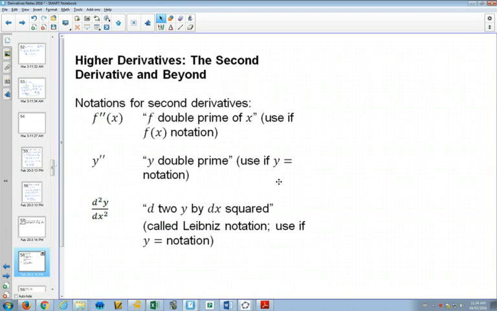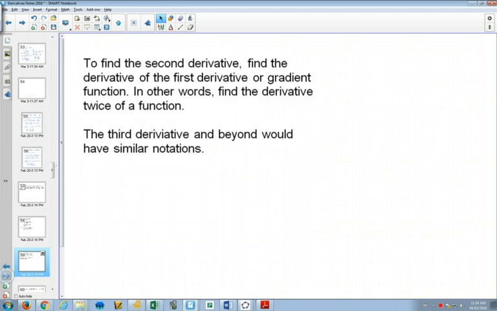We just have to get used to some new notation and some new ideas, but the actual process and working through it is not bad. All we're going to do is find the first derivative, and then once we've found our first derivative, we might manipulate that equation, simplify it a bit, and then find the derivative again.